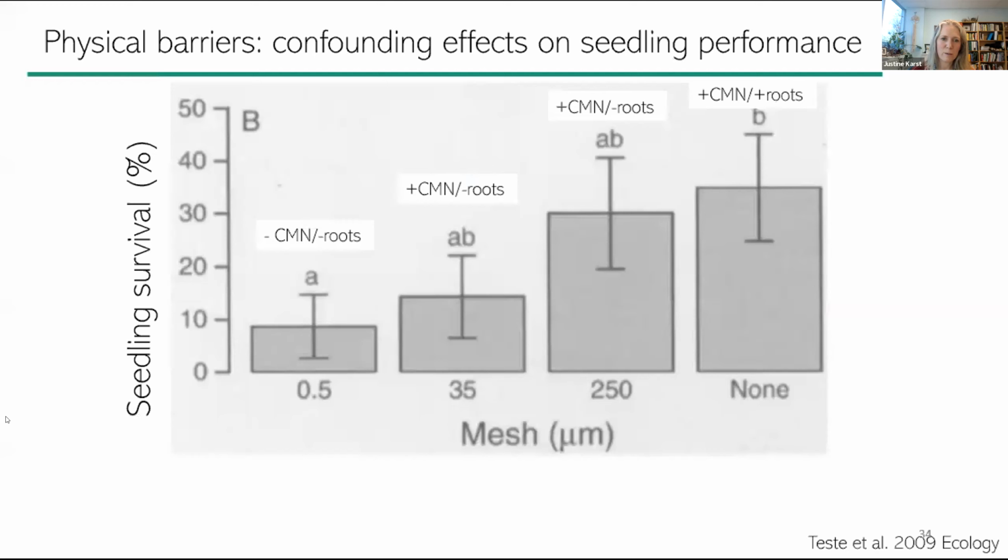So I'll show you an example of why this is a problem. Okay, so this is from a study by Test et al. On the y-axis here, this is the percent seedling survival. And here are their different mesh treatments. So here, this is the mesh treatment where the seedlings have access to common mycorrhizal networks and they can interact with roots around them. Over here, on the other end, the seedling cannot access mycorrhizal networks and it's not interacting with surrounding roots either. So the authors interpreted these results as showing that when seedlings have access to mycorrhizal networks, their survival is the highest. And when they can't access these networks, survival is the lowest. So they've interpreted the results all in light of access to mycorrhizal networks.